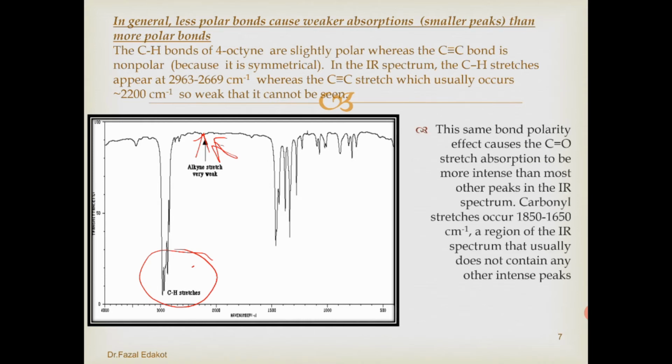The same bond polarity effect causes the CO stretch absorption to be more intense than most other peaks in the IR spectrum. If you take the IR spectrum of any compound, wherever you have the possibility to see the presence of a CO stretching frequency, that stretching frequency will always be stronger. So a carbonyl compound will have a strong peak in the IR spectrum. That is the moral of the story. Carbonyl stretches occur at 1850 to 1650 per centimeter, a region of the IR spectrum that usually does not contain any other intense peak. We'll come back to this point later.